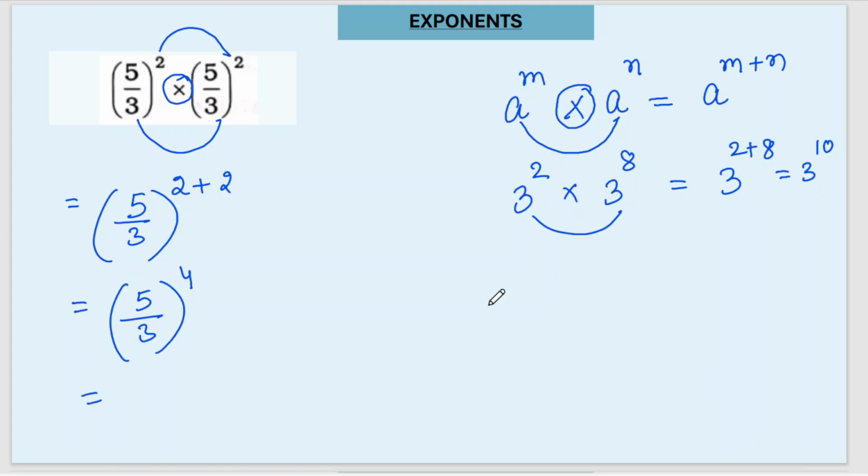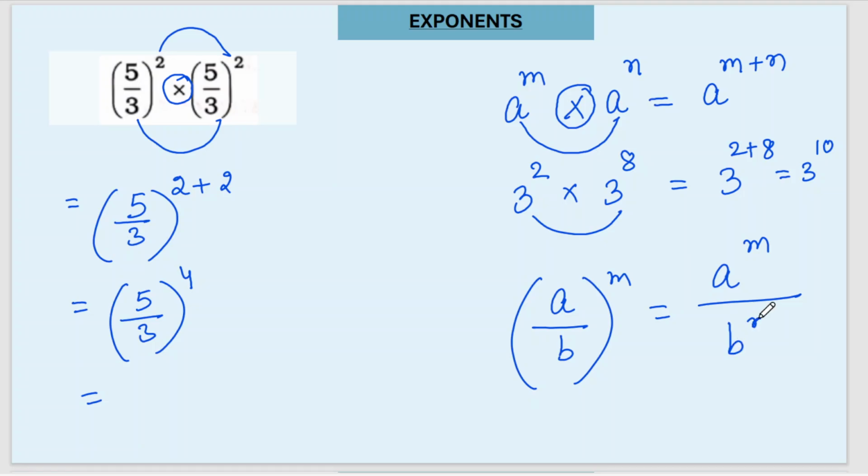One more concept I am going to describe is that a by b to the power m can be written as a to the power m divided by b to the power m. So I can write this as 5 to the power 4 divided by 3 to the power 4. 5 to the power 4 means you are multiplying 5 four times: 5 into 5 into 5 into 5. So you will get 625 divided by 3 to the power 4.